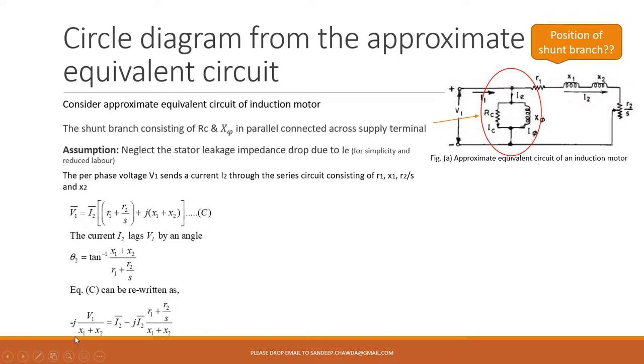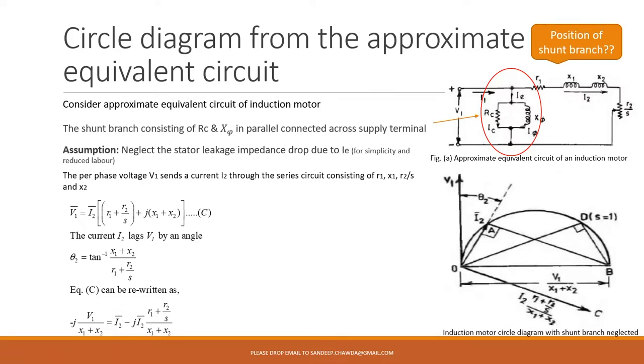So in the denominator you will have j square, and j square is nothing but minus 1. That's why this will become minus j. So minus j V1 divided by x1 plus x2 is nothing but a current which is lagging V1 by 90 degrees. This consists of two components: the rotor current I2, and another component of current which is lagging I2 by 90 degrees.